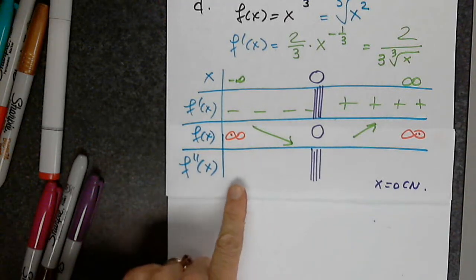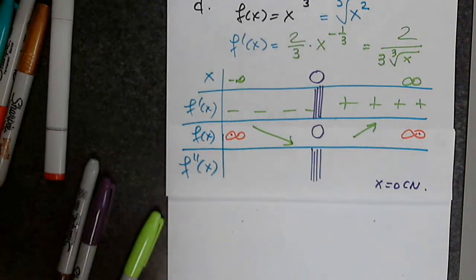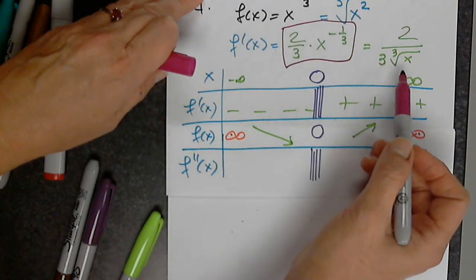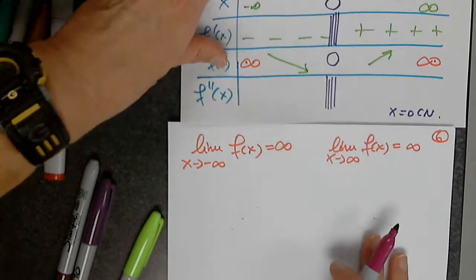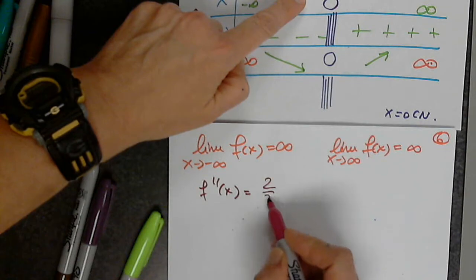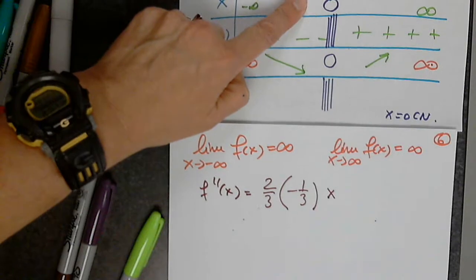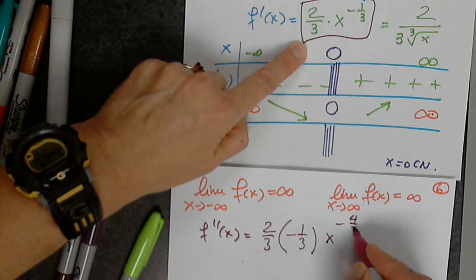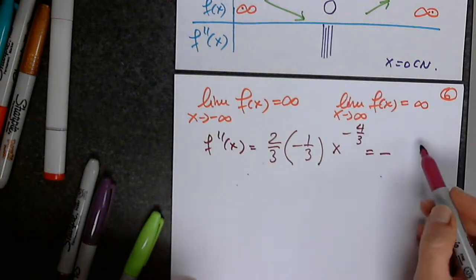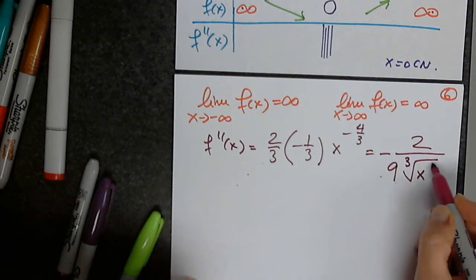Also, I would like to determine the second derivative now and discuss it as well. So I'm coming back to this. I'm not going to differentiate that. I'm going to differentiate this to find the second derivative. So the second derivative, I have a 2/3 in front. I'm multiplying it by negative 1/3 times x to negative 1/3 minus 1, which is negative 4/3. So this is negative 2 over 9, the cube root of x to the 4th.